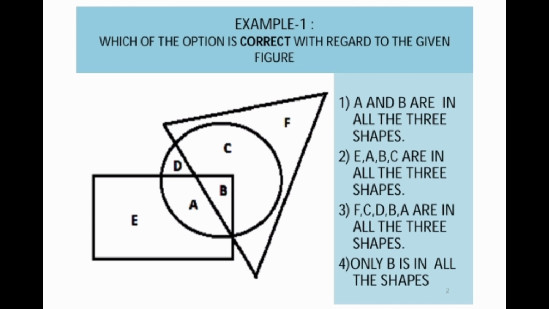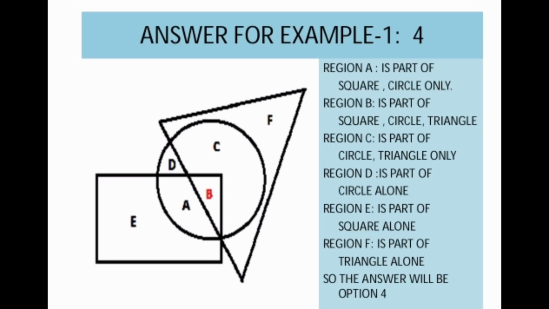Now, let's see the last and final option: only B is in all the three shapes. If you observe the diagram, the region B is intersected by all the three figures: triangle, circle and rectangle. Now, you can check the answer.